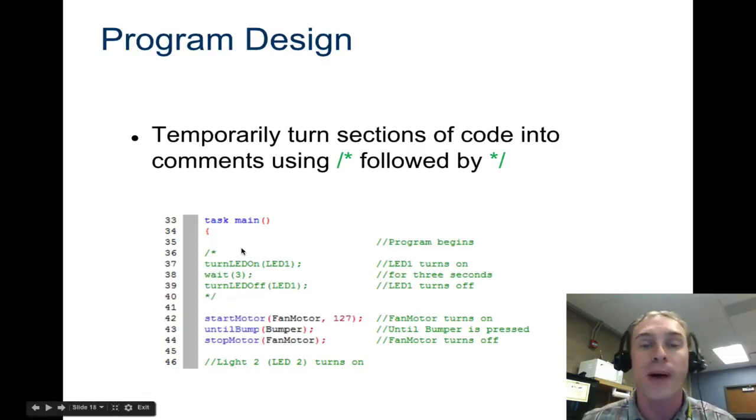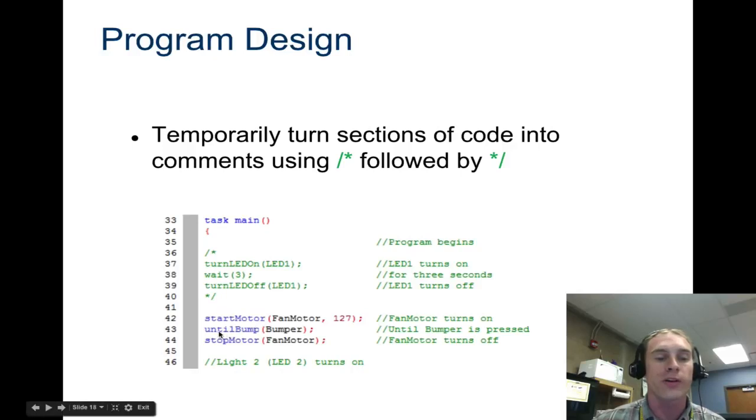Now next time you compile this and download it, it's only going to run start motor, and the motor's name is fan motor. It runs at full speed, 127. Until bump, that's another code that we haven't learned yet, but you'll get to that. Until bump means it won't go any further until bump. And then the name of that's a bumper, and then after it bumps, then it will stop the motor.